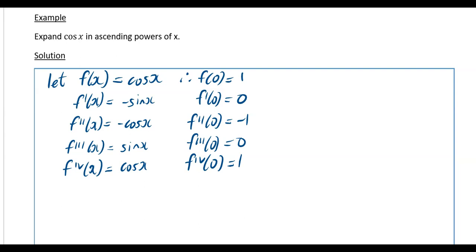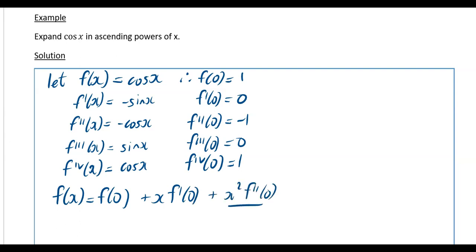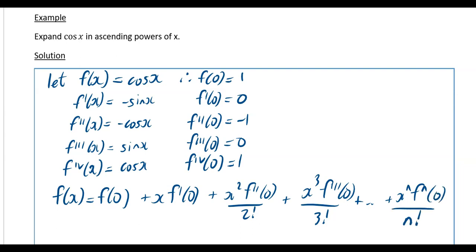We've got everything. We'll just write down our Maclaurin series again. F of x is equal to f of 0 plus x times f dash of 0 plus x squared, f double dash of 0, divided by 2 factorial, plus we'll do one more, x cubed of f triple dash of 0 divided by 3 factorial. And then we'll just write down our general term, which is going to be x to the power of n, f of n of 0 divided by n factorial, and so on.